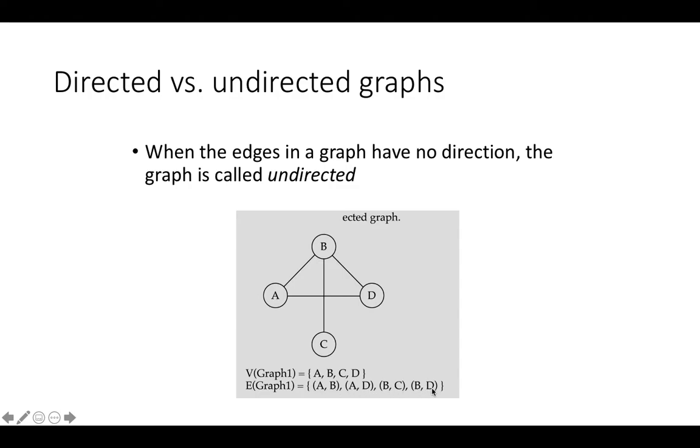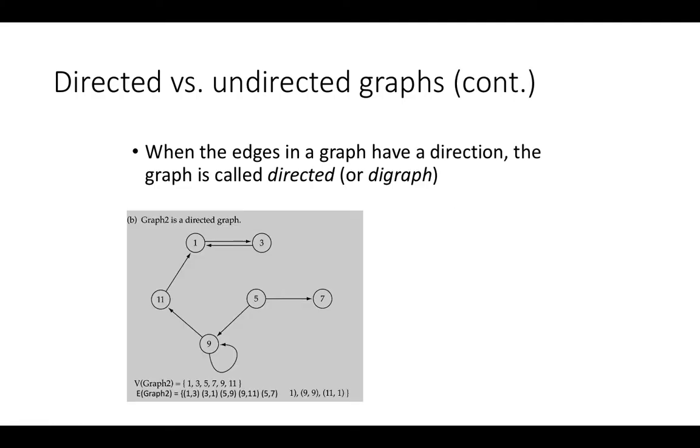We have 2 types of graph. The first type is called an undirected graph, where the edge has no direction. So I can go from A to B or from B to A, there is no specific direction. The other type of graph is called the directed graph. In this graph, the edge has a direction.